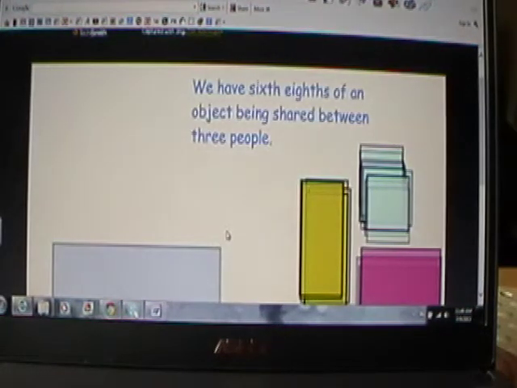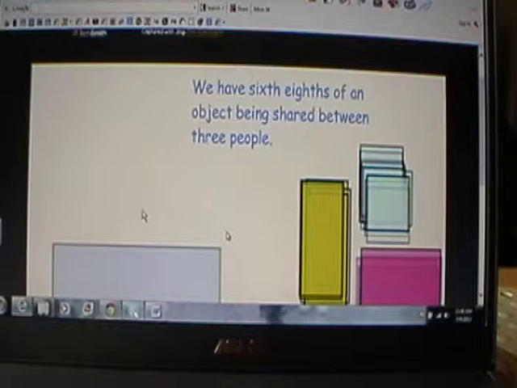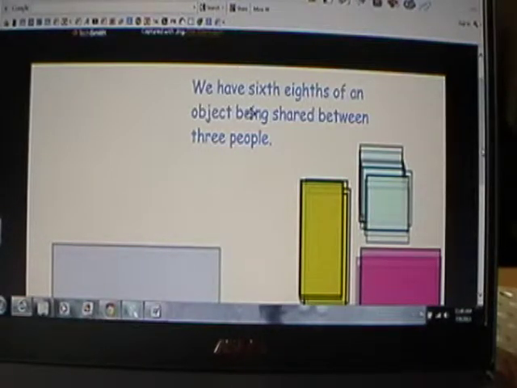Hey everybody, this is Ms. Dietrich, and we're going to explore this question right here that I have in blue. We have 6/8 of an object being shared between three people, and we're trying to figure out how much each person is going to get.